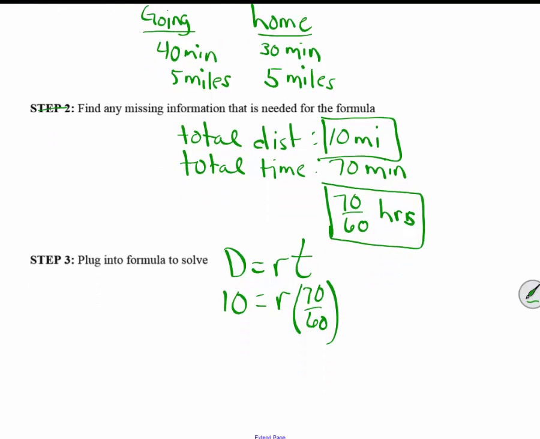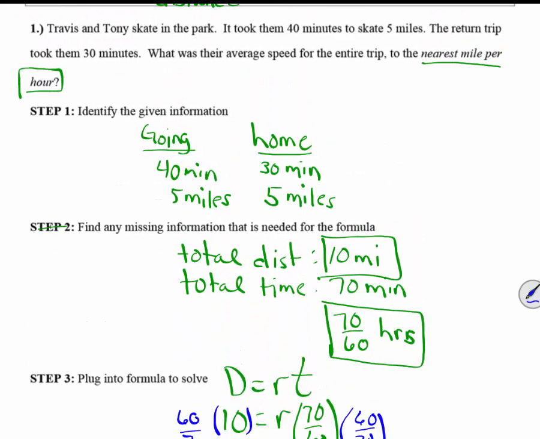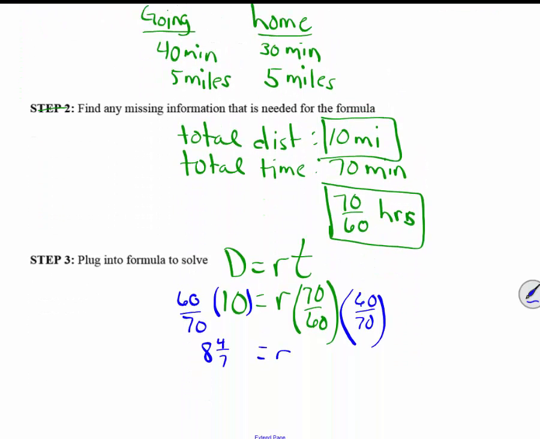So to finish getting R by itself, this is a fraction, so I have to multiply by the reciprocal. I'm going to do that in a different color just to show you. So we're going to multiply by 60 over 70, which is going to give me a rate of 8. If you do this on your calculator, it's going to give you 8 4/7. If you remember way up here, it wanted it to the nearest mile, so this is going to round up to 9 mph, miles per hour.